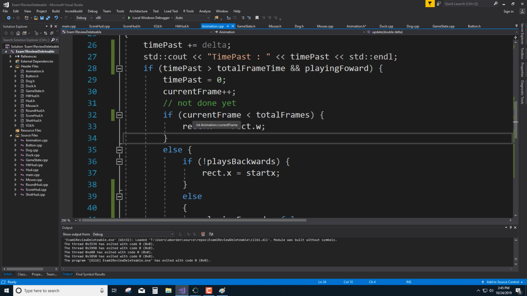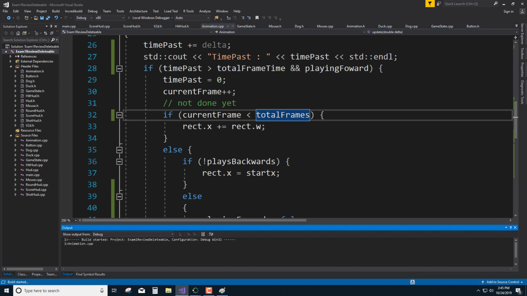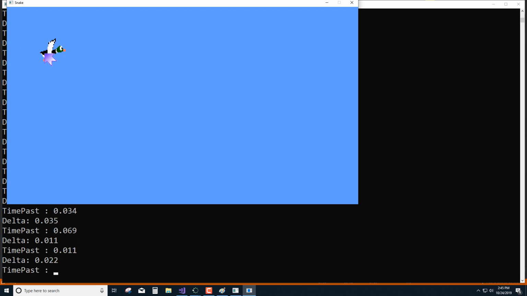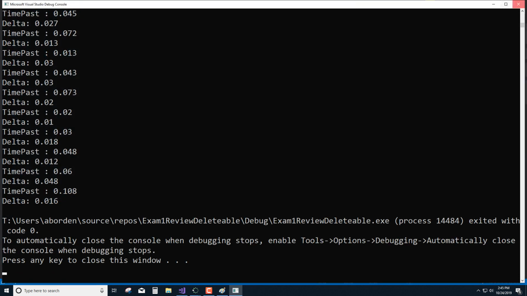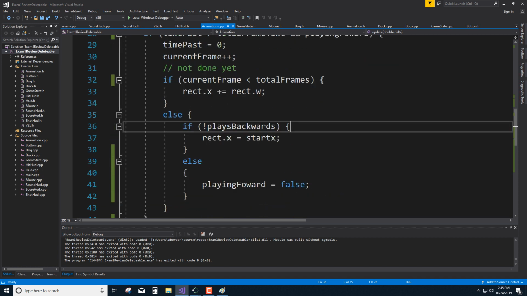What you want here, this needs to be current frame less than total frames if we start at 0. Just like working with an array, and that should bring you from 0 through the third frame. Yeah, that's our third frame, so that's good. Now we need it to play backwards, and that is not working.